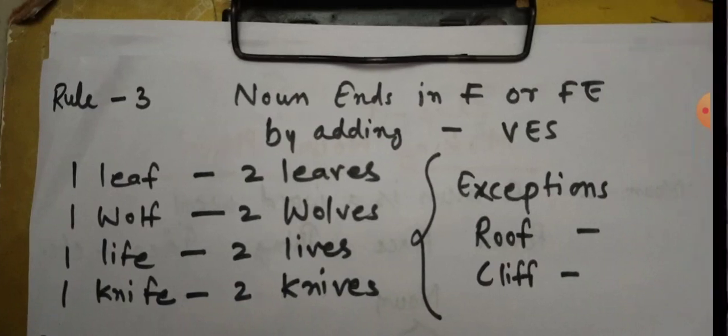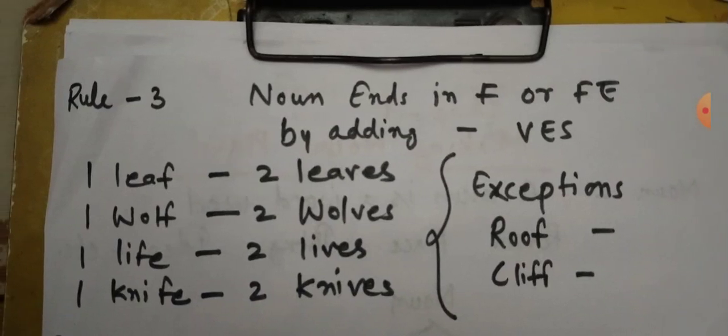For example, we are talking about one exceptional case here. One is roof. Now it's ending with F. So you're supposed to remove F and add VES? No. These are the exceptional cases where we simply add S to make roof plural. The same way, cliff, C-L-I-F-F. We don't have to remove this F from here. We are not going to add VES. These are the exceptional cases and it simply becomes roof, roofs, cliff, cliffs.